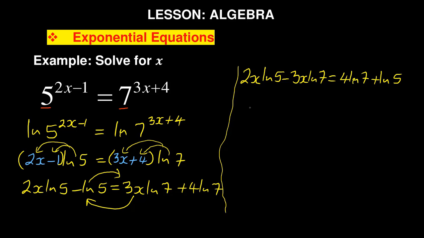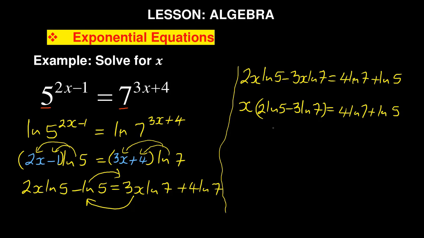So it is that which you are having, and what you need to do in this case, you can actually factorize x there to say x is common, and then you've got 2 ln 5 minus 3 ln 7 is equal to 4 ln 7 plus ln 5.